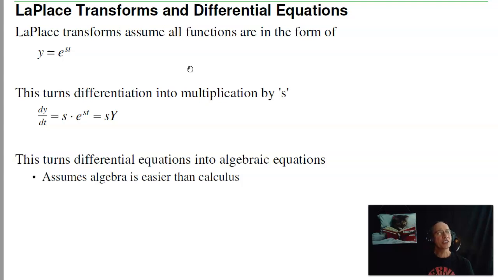Z transforms are similar to Laplace transforms. It's based upon the assumption you make. With Laplace transforms, I assume everything's e to the st. The reason I do that is when I differentiate, I get s times e to the st. So with this assumption, differentiation becomes multiplication by s. And the assumption is algebra is easier than calculus. So I can now use algebra with s's rather than calculus with differential equations.